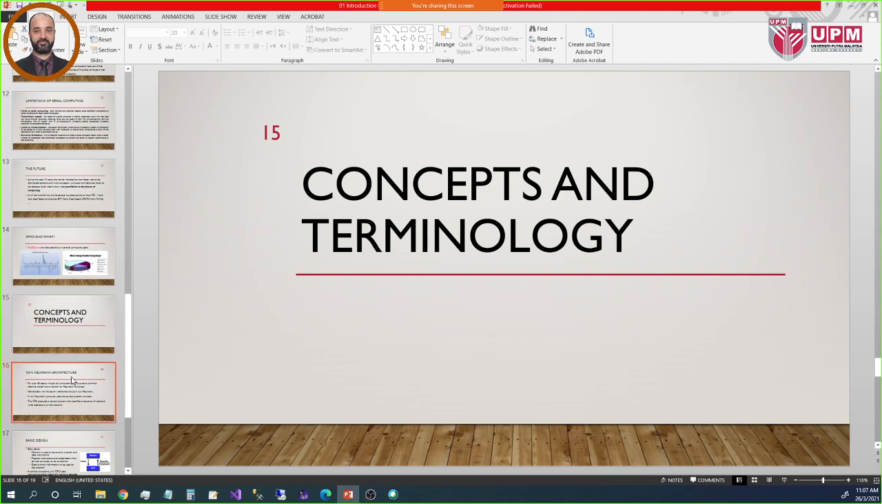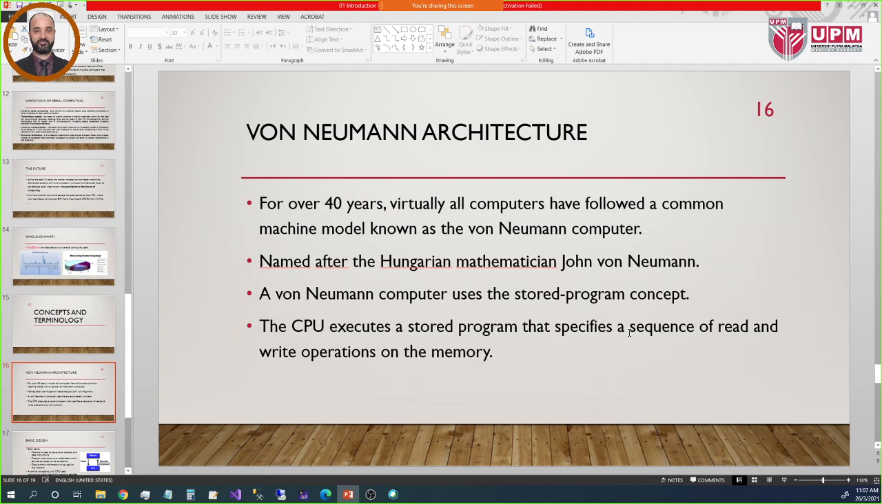Okay, so the first thing here, we are going to go through something called von Neumann architecture. For over 40 years, virtually all computers have followed a common machine model known as the von Neumann computer. So this architecture actually is very, very common. That's why most computers are following this architecture.